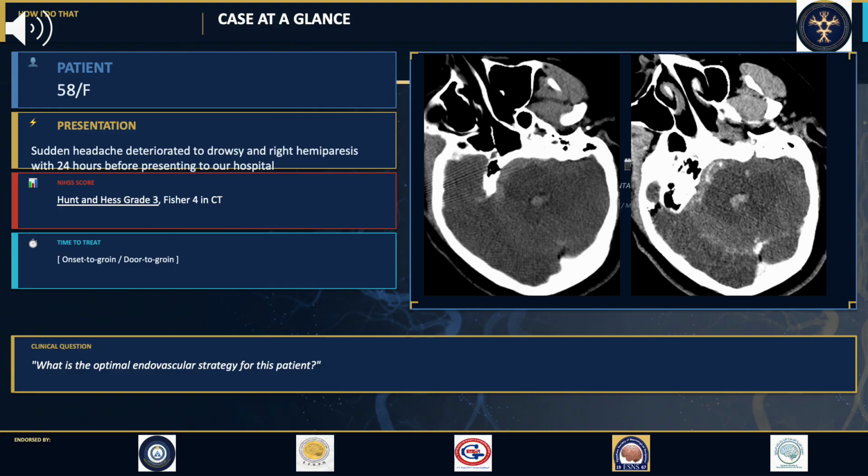Time to treat. The onset to groin and door to groin times are key metrics for this case, reflecting the urgency of our endovascular response. Clinical question. The central question driving this presentation is, what is the optimal endovascular strategy for this patient, considering her grade, imaging findings, and clinical trajectory? We will walk through our decision-making process and procedural approach in the slides that follow.